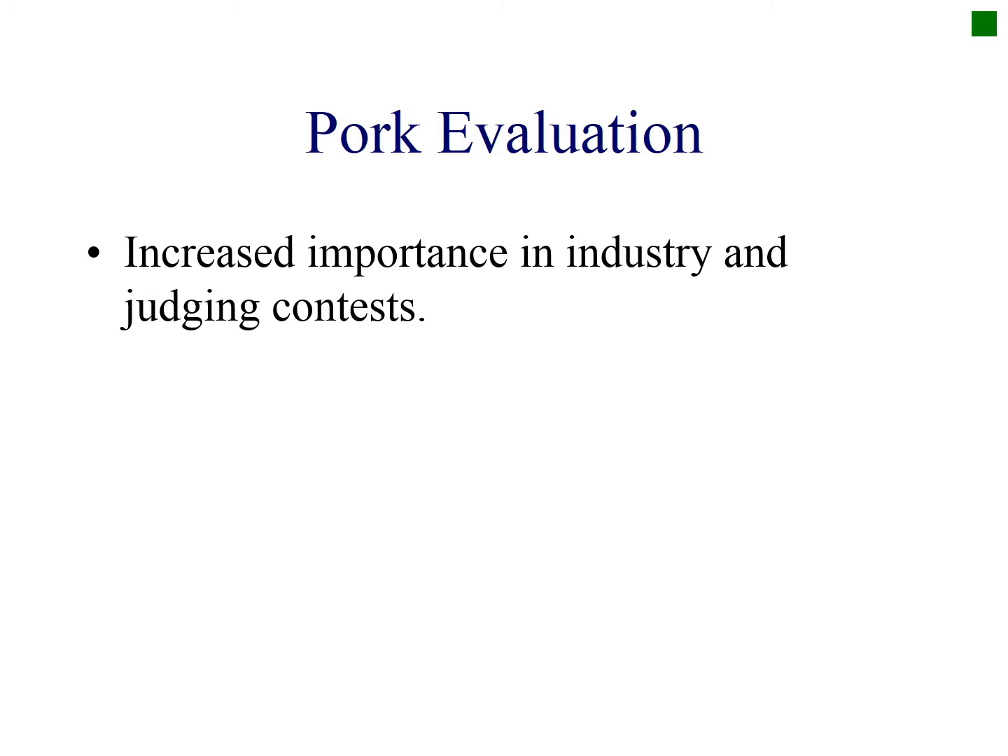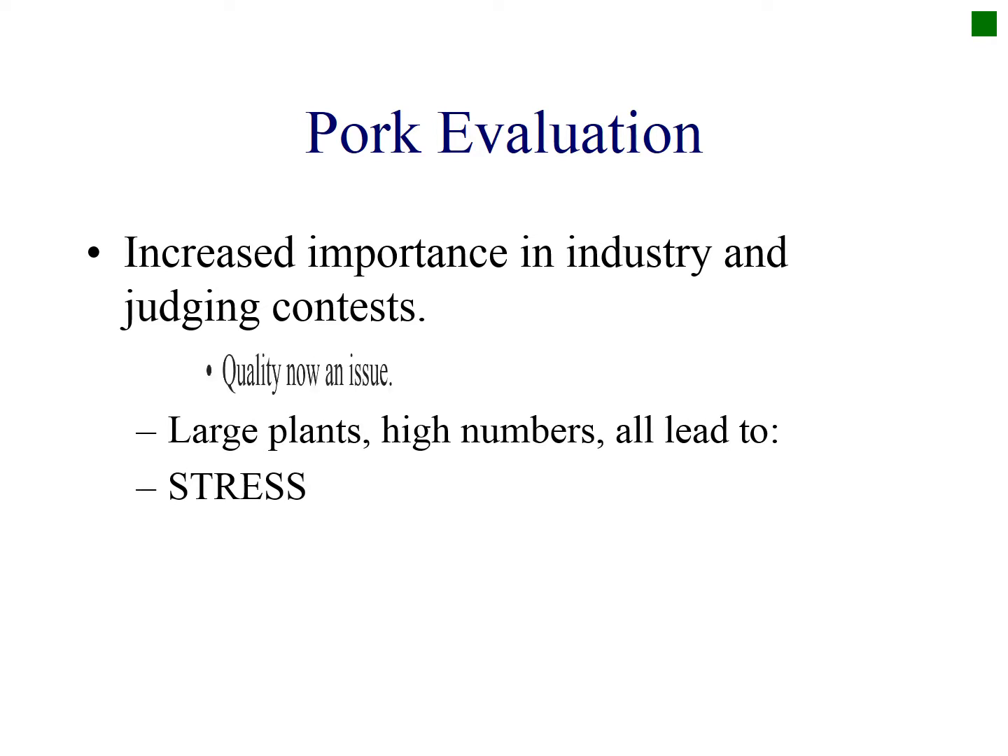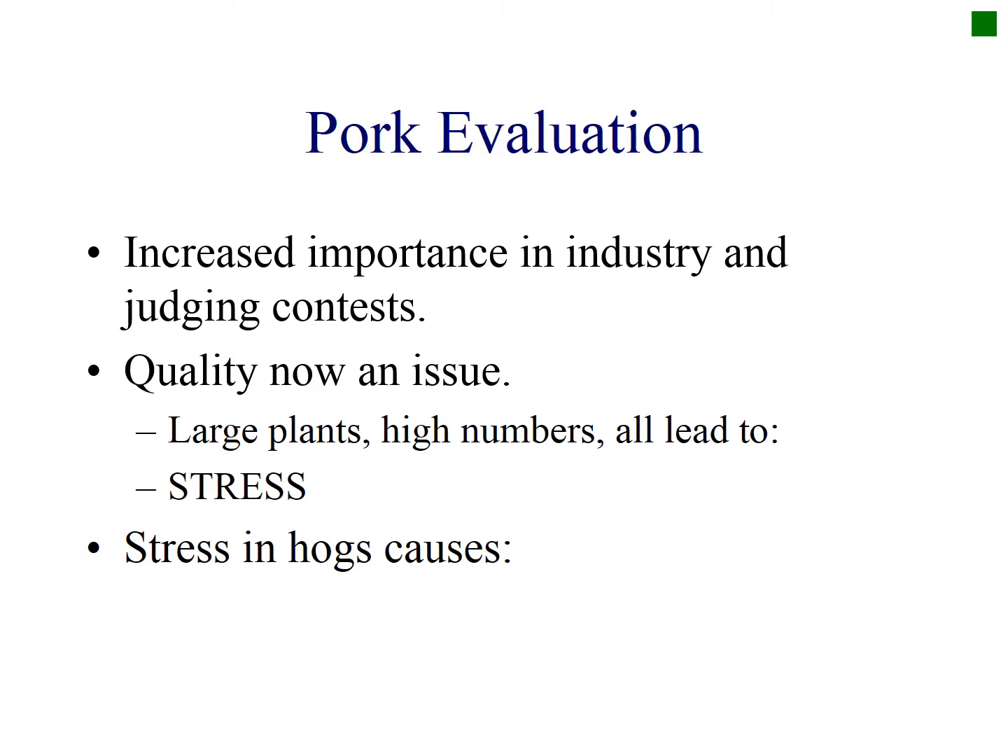So what we're really focusing on is, with quality being a huge issue, you've got large plants, high numbers, all that can lead to stress. And we've talked about stress before in the muscle chemistry chapter, so you're obviously aware of what stress can do to pork, and now we actually get to see some of the quality attributes from that. Okay, so when you have stress in a live pig, it's going to cause PSE, which is a really big thing, RSE, red, soft, and exudative, they're normal, but they're a little exudative, and then DFD pork, which are factors we don't want to see.